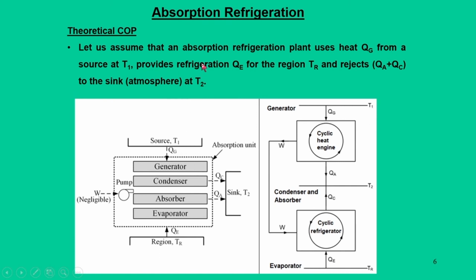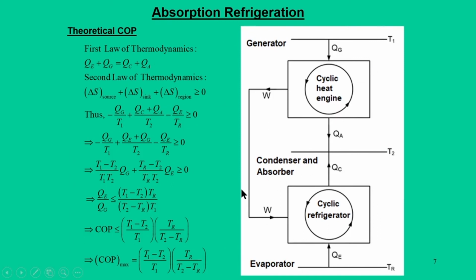So, the system is modeled in a way that this plant uses Qg amount of heat from the source at T1 that goes to the generator, and it provides a refrigeration load QE, that means the heat taken from the space that is going to be cooled. Finally, heat rejection takes place to the sink, which is the atmosphere, from the condenser and absorber. That is QC and QA, and they are maintained at temperature T2.